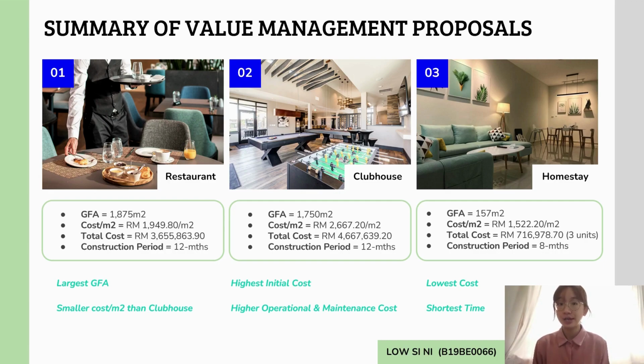The restaurant has the largest GFA but a lower cost per square meter compared to the clubhouse, due to the clubhouse's higher upfront investment in sport facility purchasing. The homestay proposal has the shortest construction period, with only 8 months. Overall, all three proposals fit within the client's 5 million budget and 12 months expected time frame, so all the proposals can be further evaluated.